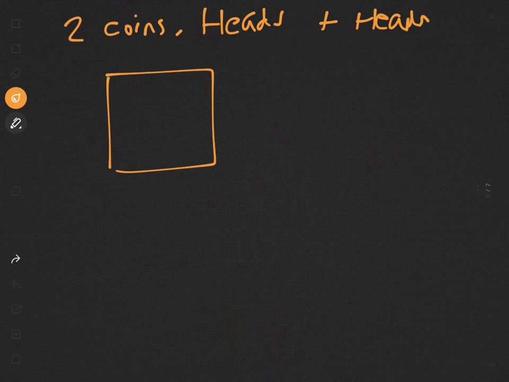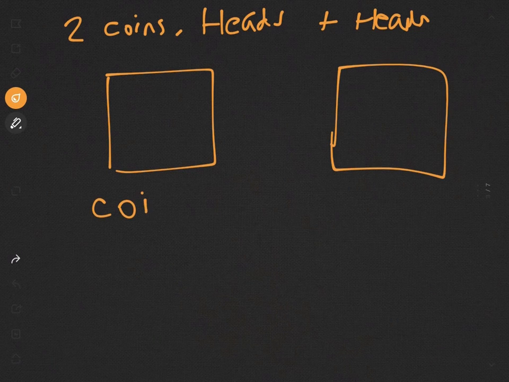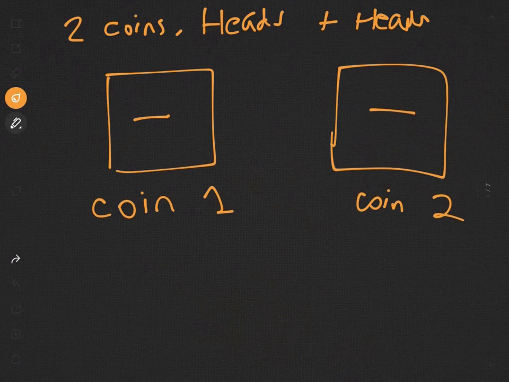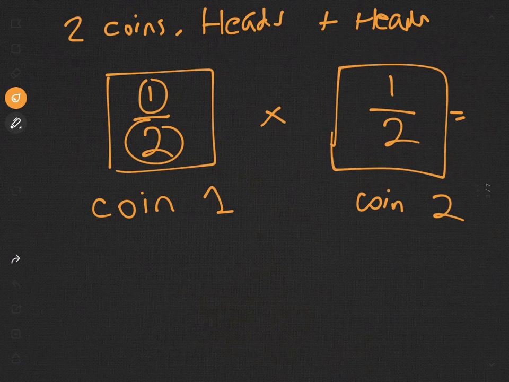So again, I set up my event boxes. This is coin 1. This is coin 2. First one, second one. Heads is 1 out of 2, because a coin has 2 faces, and heads is one of them. The second one, same thing. I multiply them, I get 1 out of 4. But what I want to show you is how I represent that in a tree diagram, because I always find that tree diagrams are really useful for visualizing why this multiplication rule works.